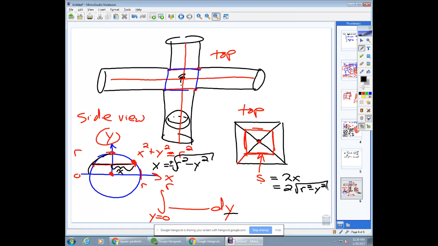What am I sweeping through again? The cross-sectional thing is a square. So what's the area of that square? Side squared. Do we have the side? Yeah, square it. That's the area here. So let's switch colors again. If this is the side length, then the area has to be that squared: 2 square root of r squared minus y squared, all squared. And that is what I need to integrate.